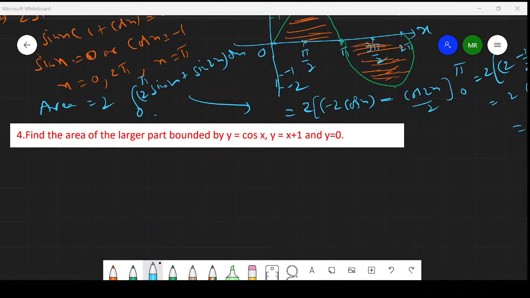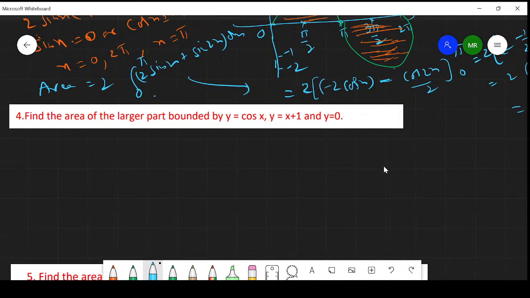See that problem you can see now. I will refer to that one now. Area of the larger part bounded by y equal to cos x, y equal to x plus 1 and y equal to 0. So now the important thing is to draw the graph. The graph is important, then after that we can complete. It is easy to find the area. The graph is most important. I will explain how to draw the graph here.